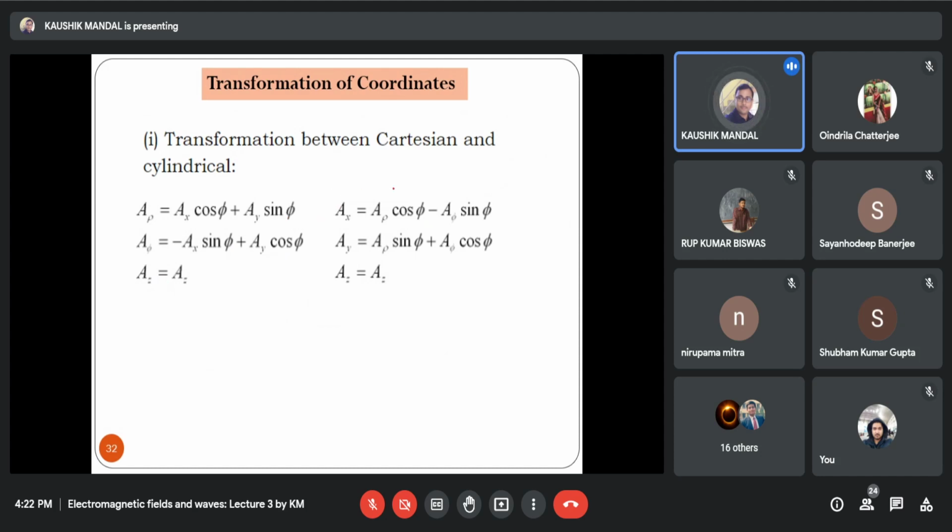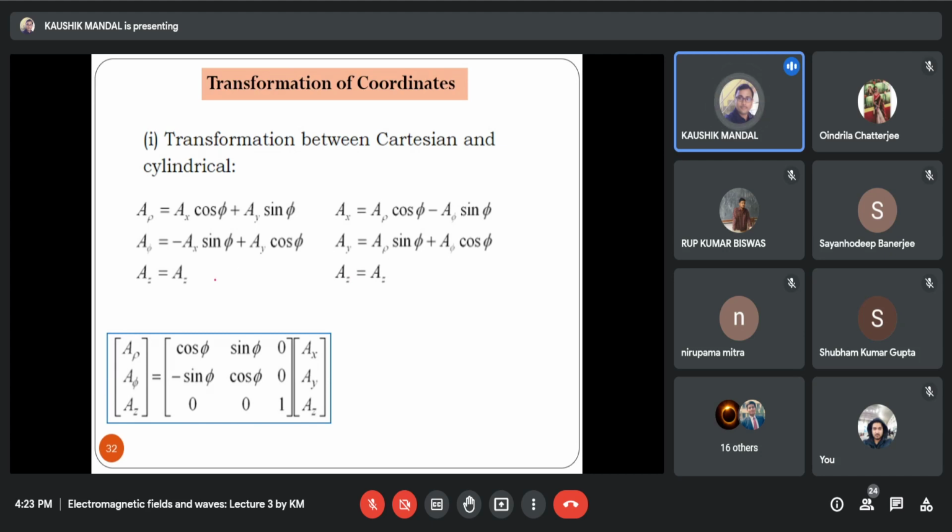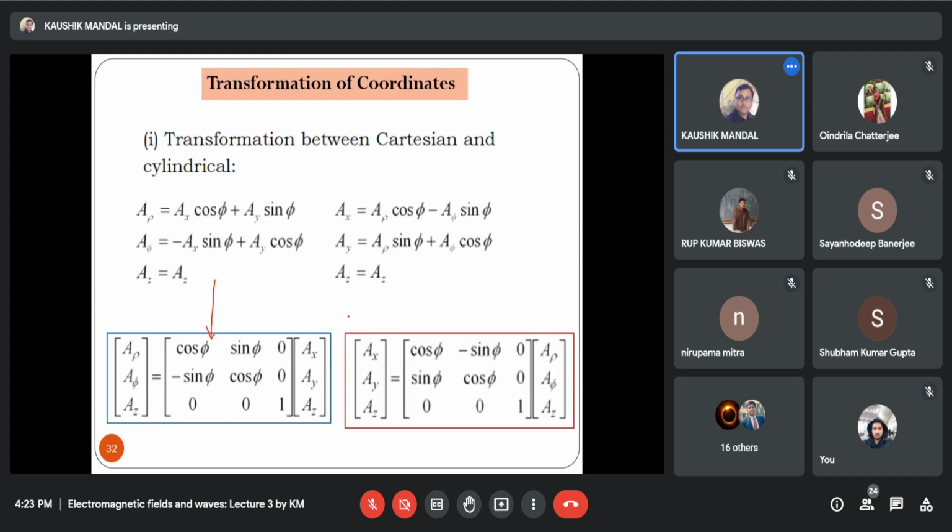And the reverse set is also given. That is, in this set we have written the Cartesian components in terms of cylindrical components. Ax equal to a rho cos phi minus a phi sin phi, ay equal to a rho sin phi plus a phi cos phi, and az equal to az. So this is nothing but the matrix representation of these equations, and this is nothing but the matrix representation of these equations.